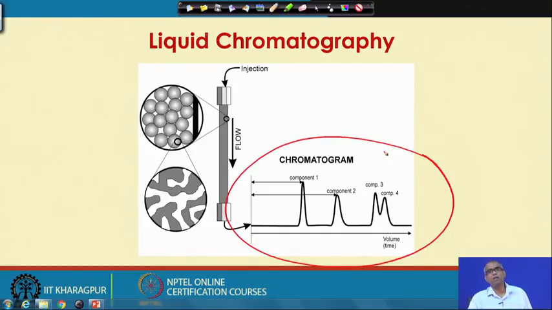exactly the same way as you have seen in case of gas chromatograph. The retention times for different components are different, and the mole fraction of the components, that means the amount or the concentration of the component, depends on the area under the curve, or the area under the curve is a measure of the concentration or the amount of the components.